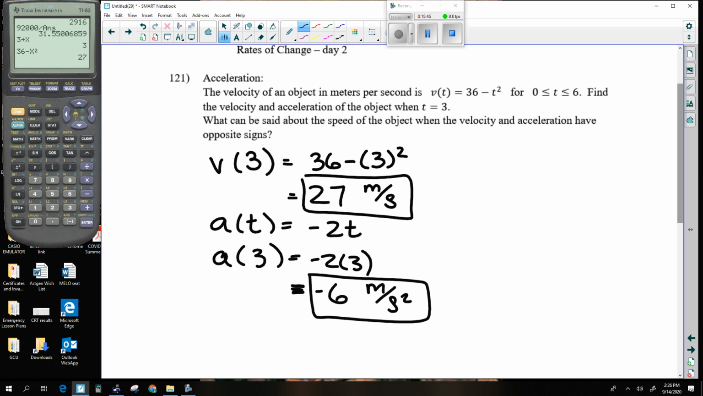Okay, last bit that you need to know. If velocity and acceleration at a particular time have the same sign, as in velocity is positive and acceleration is positive, or negative and negative, both of them are the exact same thing, that means the object is speeding up.